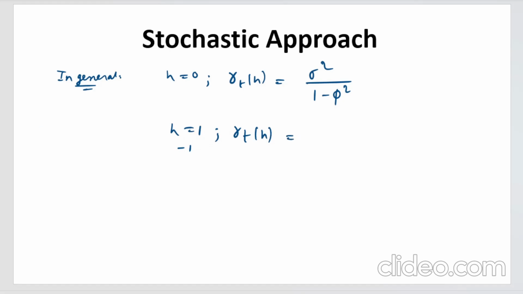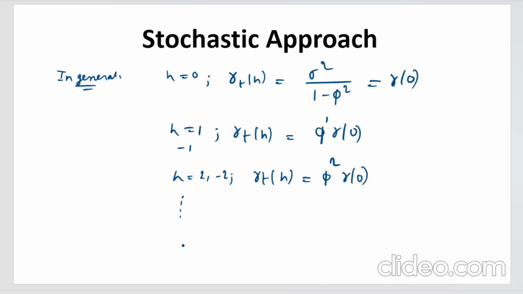In general, what happens when h equals to 0? The covariance is nothing but the variance, which is this, right? When h equals to 1 or h equals to minus 1, what will be gamma h? As we have found out, this is phi to the power 1 into gamma 0. Gamma 0 is the variance, because we are using a lag value of 0 for calculating variance. For h equals to 2 or minus 2, what will be the autocovariance? This is simply phi square gamma naught.